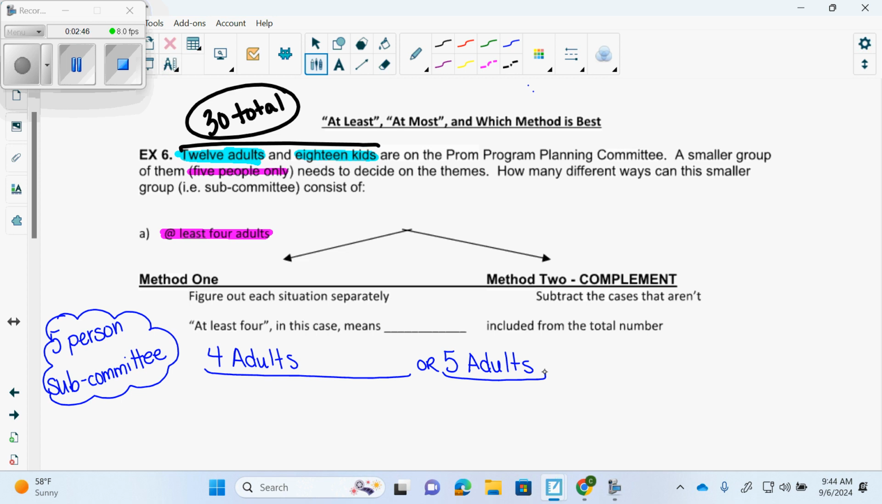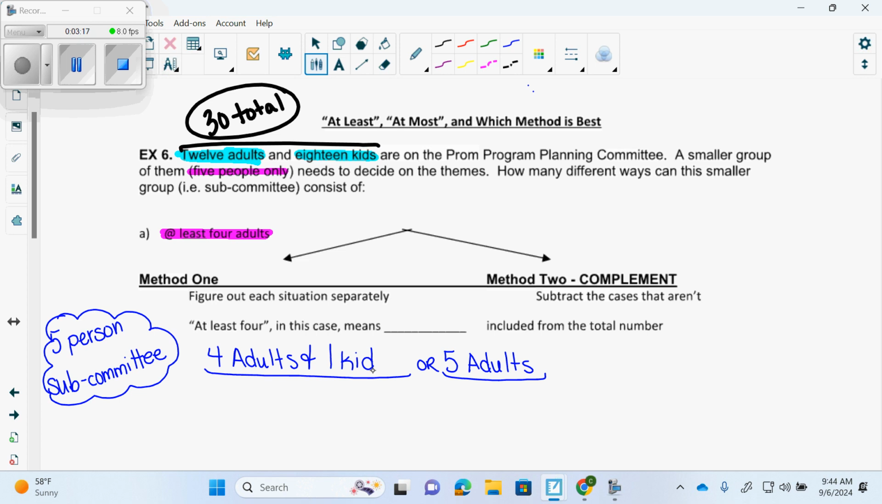I need to have one more kid. Because I need to have 4 adults, right? But I also need to have 5 people on that committee. We agree? So I need 4 adults and 1 kid. So now this case has 5, this case has 5. So I always write out my cases first, so the math is really easy. When people skip this step, there's probably about a 70% chance of people making an oopsie. I always write it out, and then I won't make any oopsies.